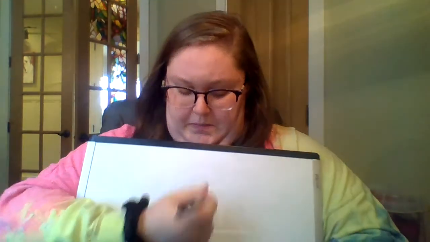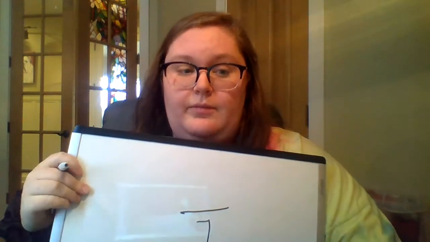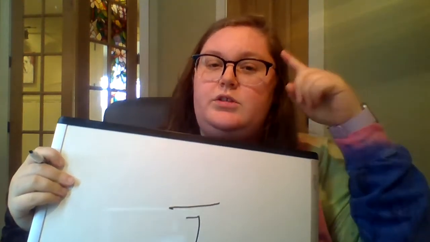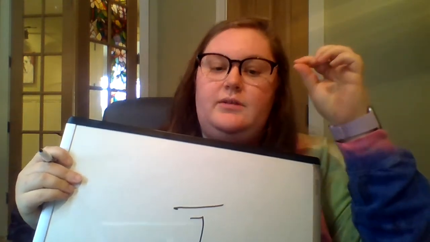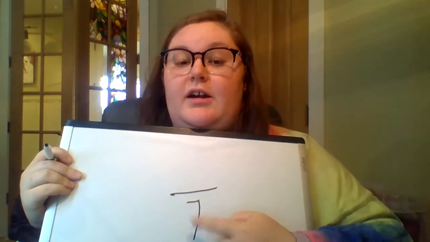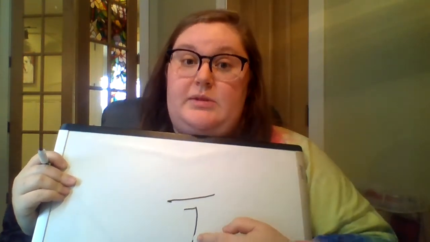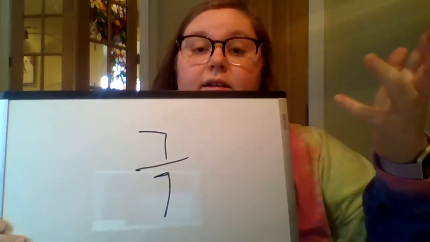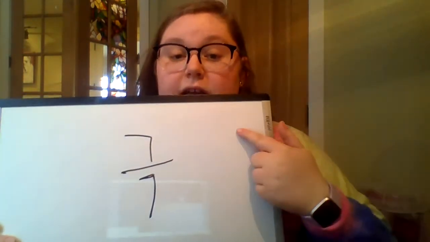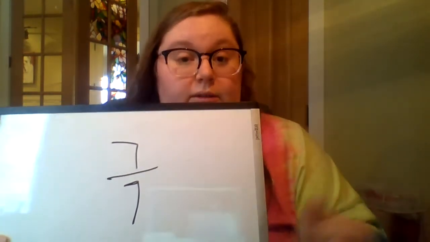Well, I already know I need a fraction that equals 1. So my denominator is 7. Now I have to think, equal to 1. What was our definition? Right. Our numerator and our denominator both have to be 7. So then my answer is going to be 7 over 7, which equals 1.